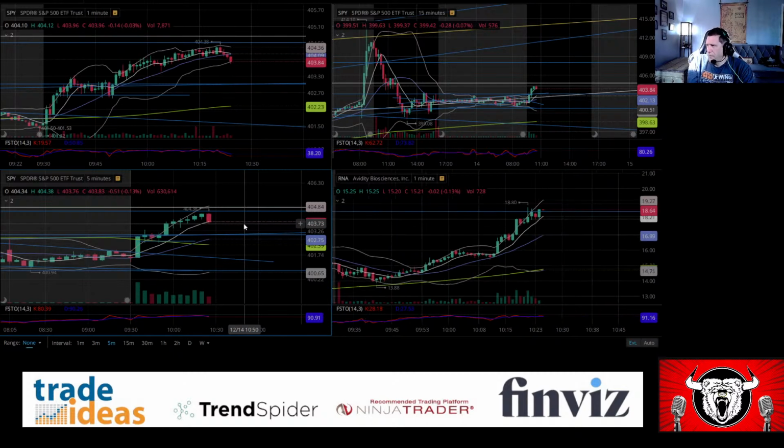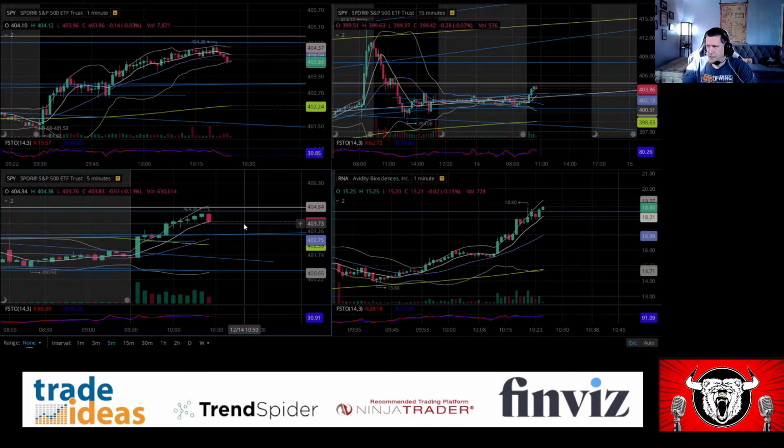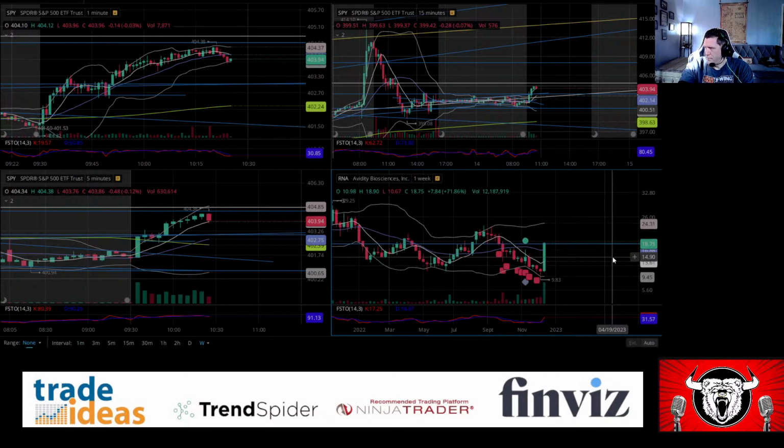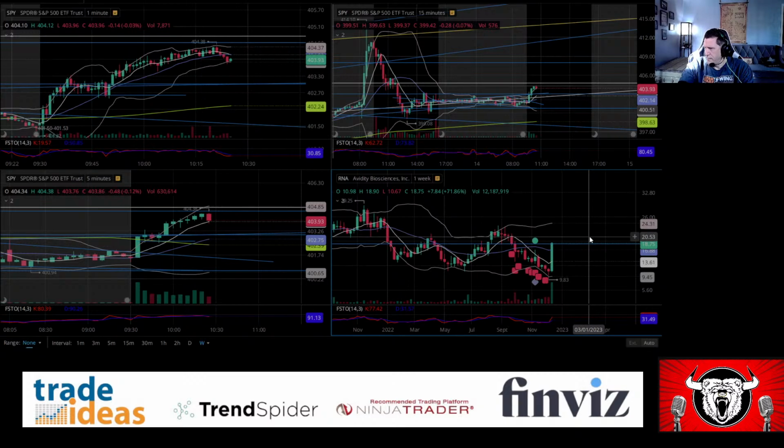Candle number 5, 403.75. This RNA is going to cook. I'm going to find some levels on that real quick. Where are we? Weekly. RNA, I think I saw that one earlier. 2050. It was in the $14 range. Now it's at 1870. 2050 is the next leg.